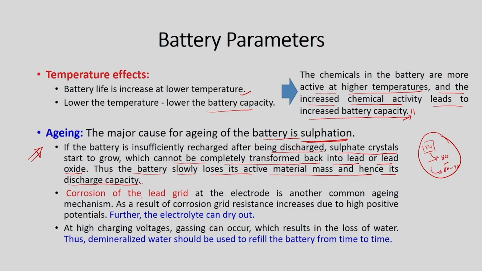And corrosion is also one of the problems, and because of this corrosion electrolytes may dry out. At a higher charging voltage, if the battery is charged at very high voltage, gassing can occur. Gas will be generated, which results in the loss of water. As you can see in the overall reactions, water will be on the product side, so water losses will be there. Thus demineralized water should be used to refill the battery from time to time. That is why we have to buy demineralized water to be used in lead acid batteries for proper functioning.